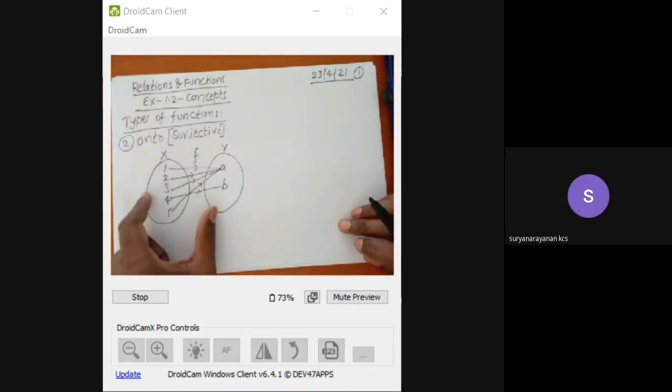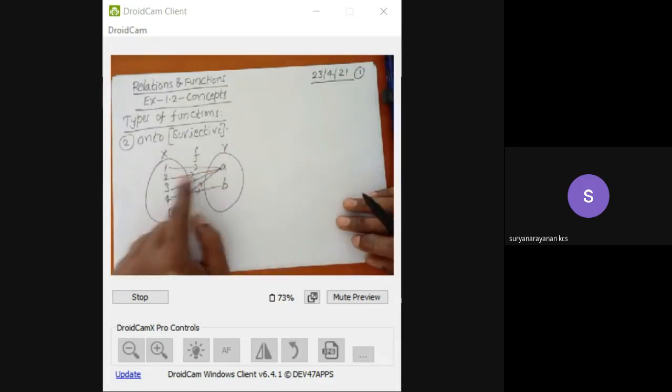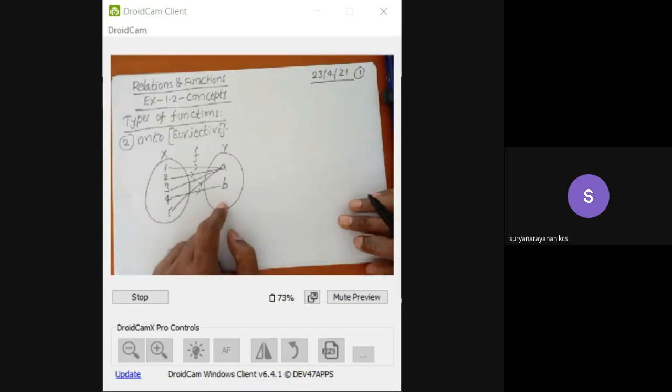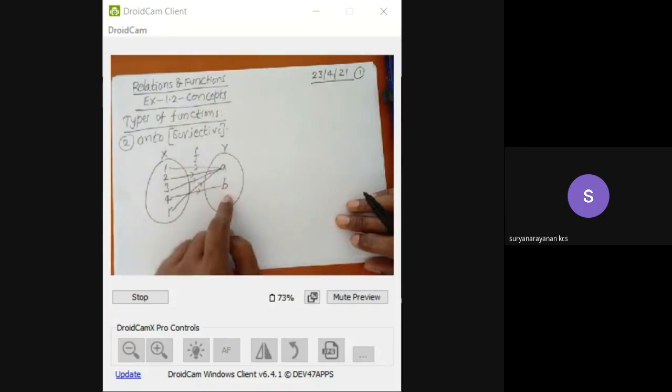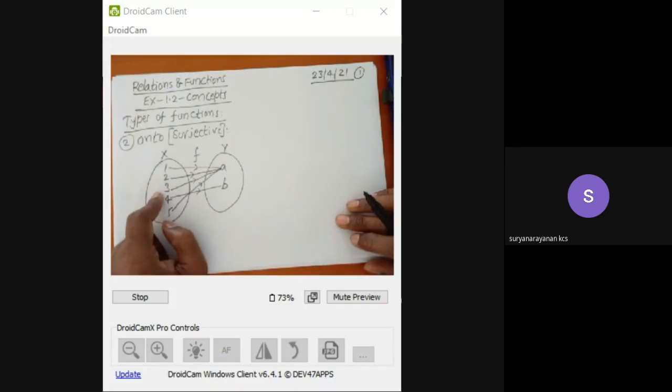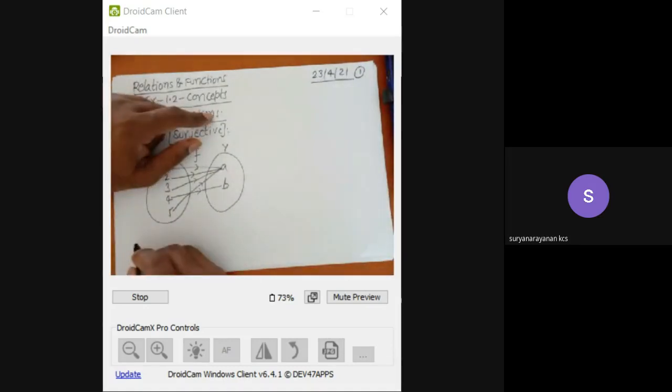If you observe this arrow diagram, every element in the codomain is an image of some element in the domain. Yes or no? No element is left. In other words, every element in the codomain has pre-images, inverse images, at least one inverse image. There may be more than one pre-image, but every element in the codomain has at least one pre-image. Yes or no? Yes, sir.